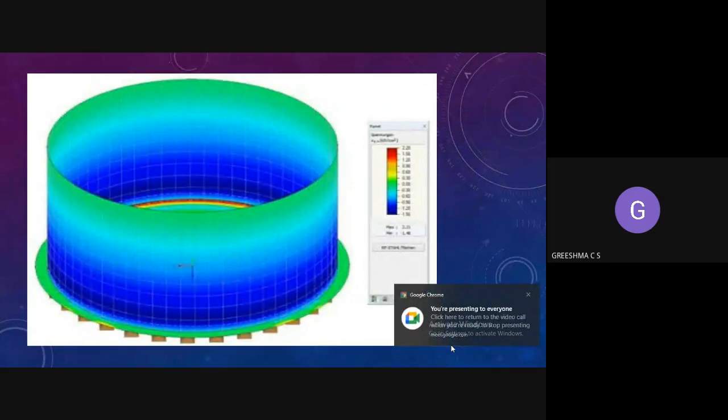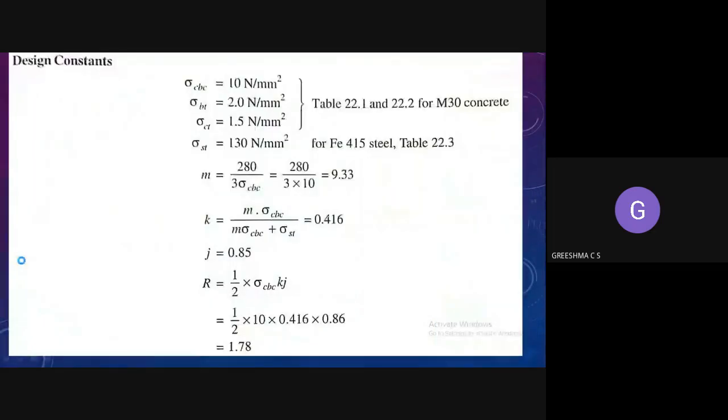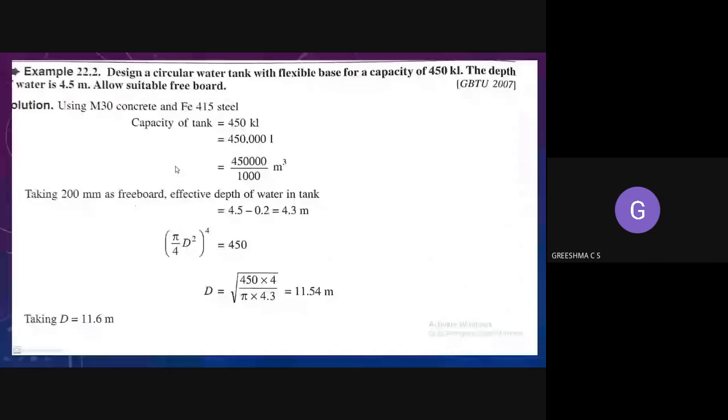Okay, so now that we can start our design, we are going to design a circular water tank. This is a circular water tank you can see here. First of all, you can write down the question. I think we have already started. The question is: design a circular water tank with a flexible base for a capacity of 450 kiloliters, depth 4.5 meters, and you have to allow a freeboard.